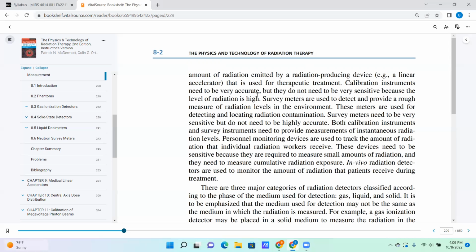Calibration instruments need to be very accurate, but they don't need to be very sensitive because the level of radiation is high. Survey meters are used to detect and provide a rough measure of radiation levels in the environment. They're used for detecting and locating radiation contamination. Survey meters need to be very sensitive, but don't need to be highly accurate. You know, we're just looking to see if something's there, not necessarily how much of it is there. Both calibration instruments and survey instruments need to provide measurements of instantaneous radiation levels.